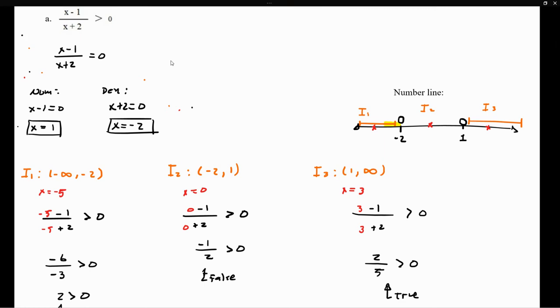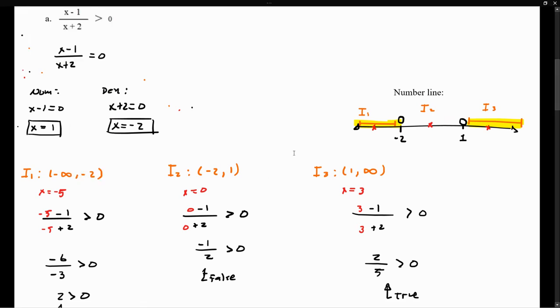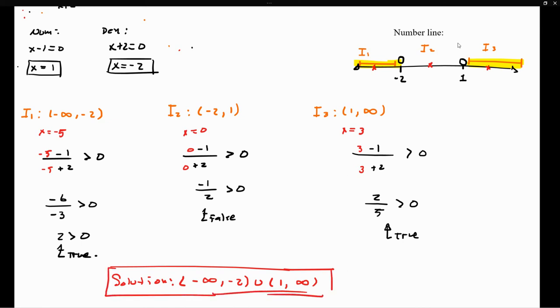Notice that the only two intervals that gave me a true statement are the first interval and the third interval. So that is my solution set. My solution is not just a value; it is a combination of the intervals that give me a true statement. So my solution is the interval from -infinity to -2, and I'm going to skip the second interval, so I'm not taking any values between -2 and +1. And now I'm going to union it with the interval from 1 to +infinity. This is my solution for this rational inequality. Any value in these intervals will give me a true statement, therefore it is a solution.